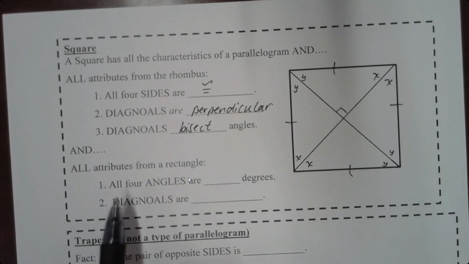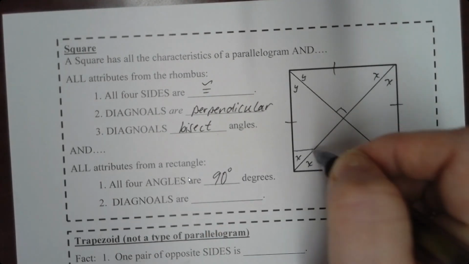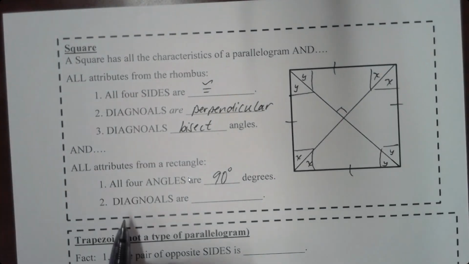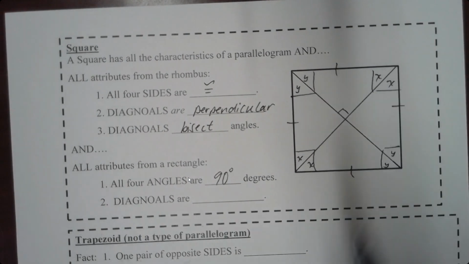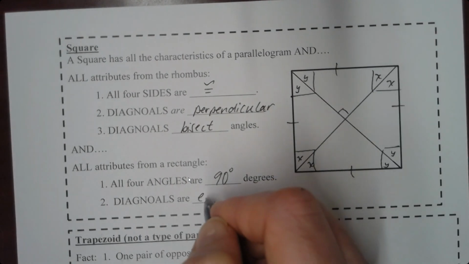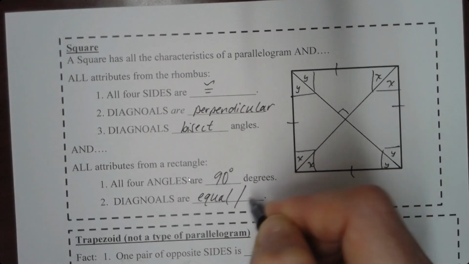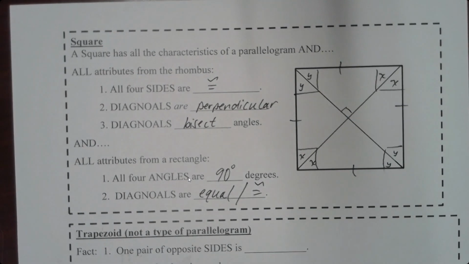So what does that mean? Is that all four angles have to be 90 degrees. So all of those guys are going to be 90 degrees. And the diagonals, do you remember what those have to be? Those have to be equal or congruent. Okay, so that comes from the attributes of a rectangle.